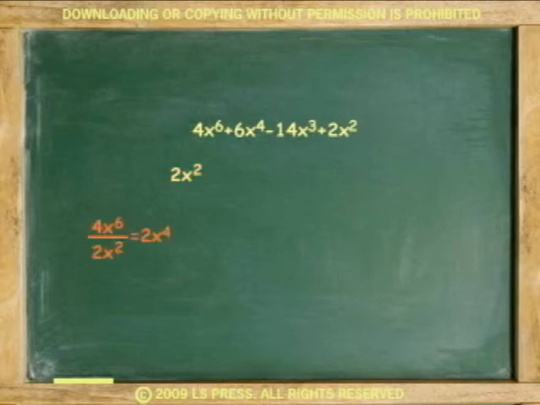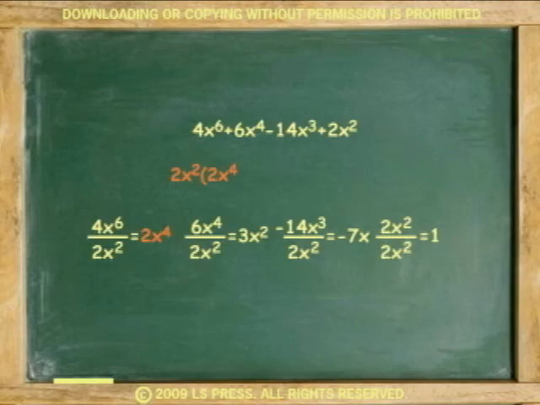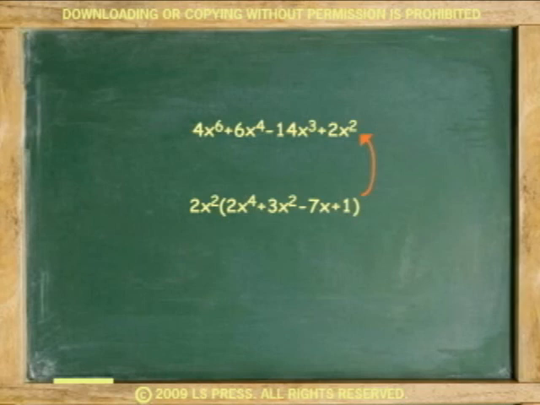By dividing each term of the expression by 2x squared, 4x to the 6 becomes 2x to the 4. 6x to the 4 becomes 3x squared. 14x to the third becomes 7x, and 2x squared becomes 1. The answer is 2x squared times (2x to the 4 plus 3x squared minus 7x plus 1). We can always go back to the original polynomial by multiplying 2x squared by the expression inside the parentheses.